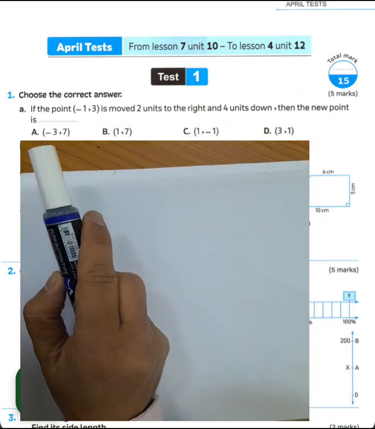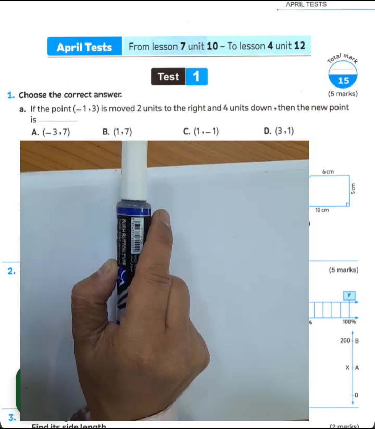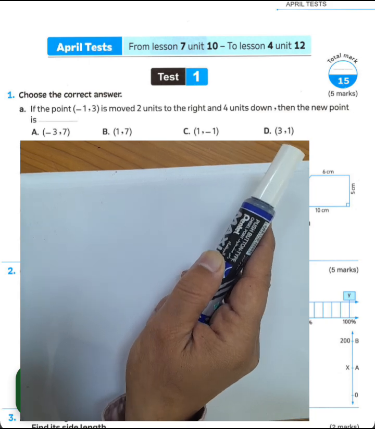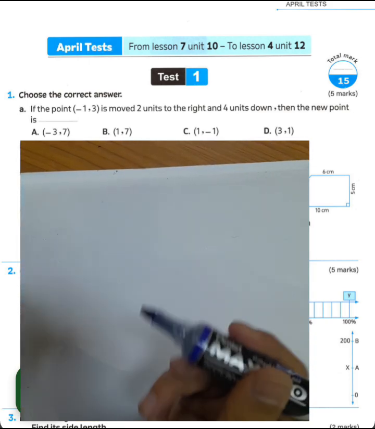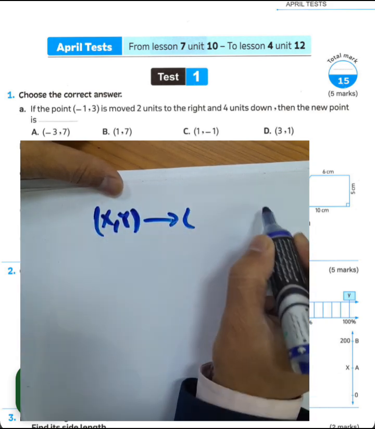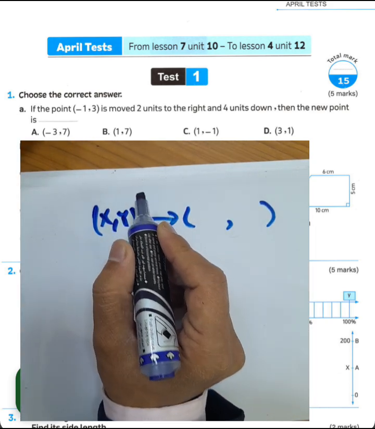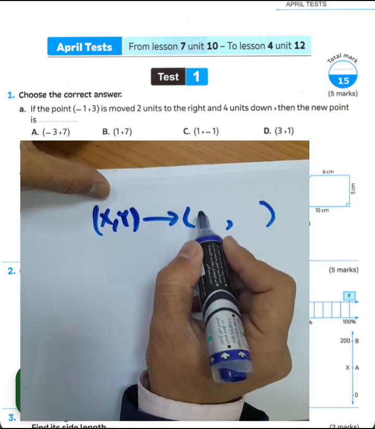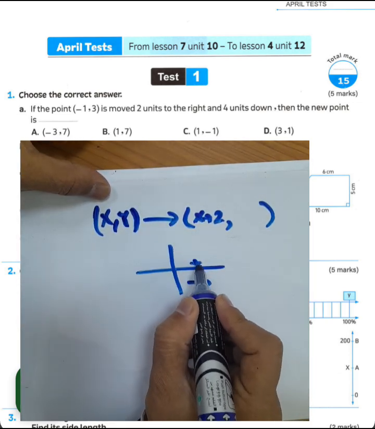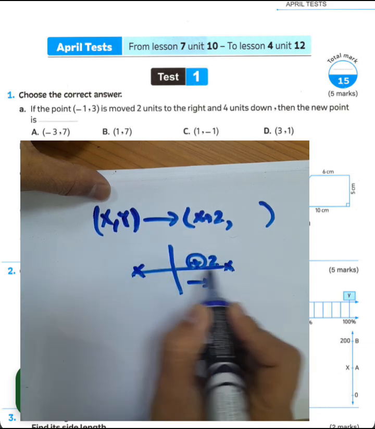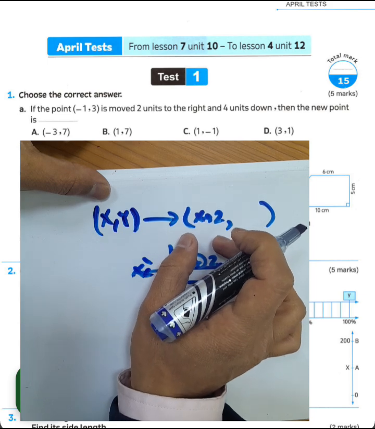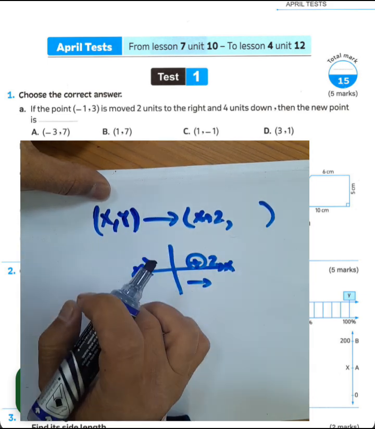Letter E. If the point negative 1 and 3 moved 2 units to right and 4 units down, then the new point is what? Okay, we have this rule in this example. We have x and y. The question tells us moved 2 units to right. It means x will be x plus 2. Moved to the right means we add 2 to x on the x-axis. Understood? Moving to the right-hand side by 2 places, we must add 2 to the value of x.